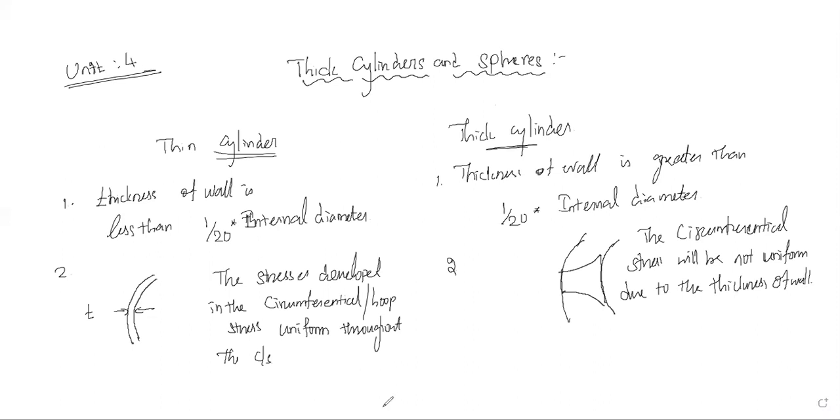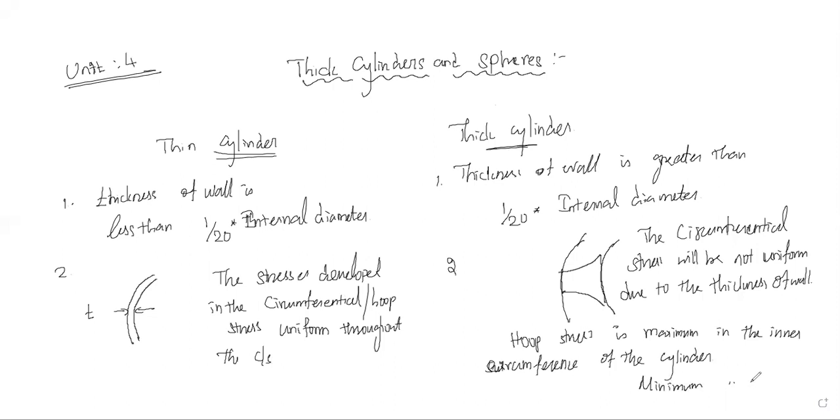So here, the hoop stress is maximum at the inner surface or inner circumference of the cylinder, and minimum in the outer circumference of the cylinder. So these are all the constraints we can have.